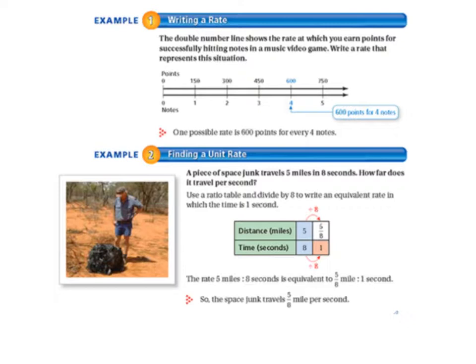On the points number line, when you hit one note, you earn 150 points, and two notes, you earn 300 points, and three notes, 450 points. And when you get to four notes, you earn 600 points. So it says one possible rate is 600 points for every four notes. But you could have written a rate for any of those spots along that number line.